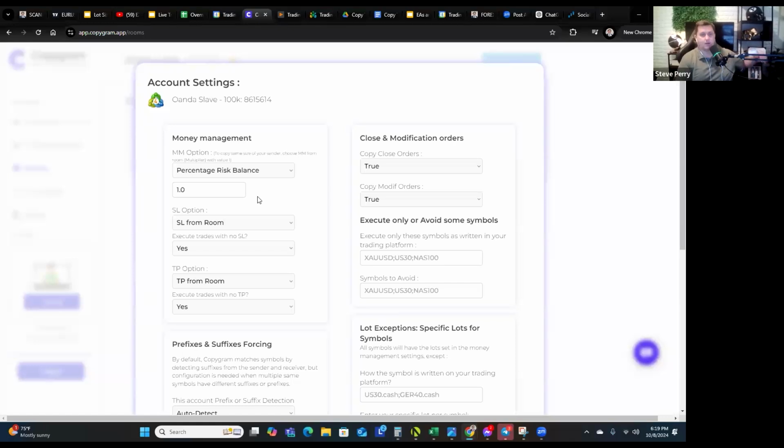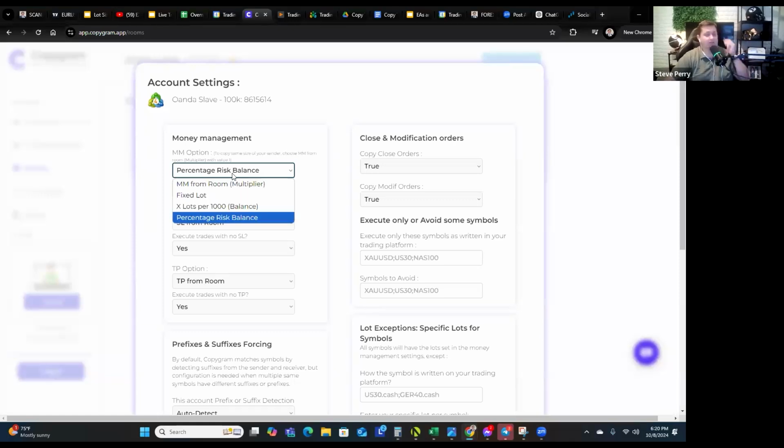So it's like, okay, the sender account is 200K, the receiver account is 100K. That's half the size. It already does the math for you. So if you leave it at 1.0, it will automatically make sure that the same trades get taken, but at half the size, because that would be proportional and appropriate for that receiver account. Okay. So that's probably the preferred thing to do, just go percentage risk balance. That's probably what you should do.